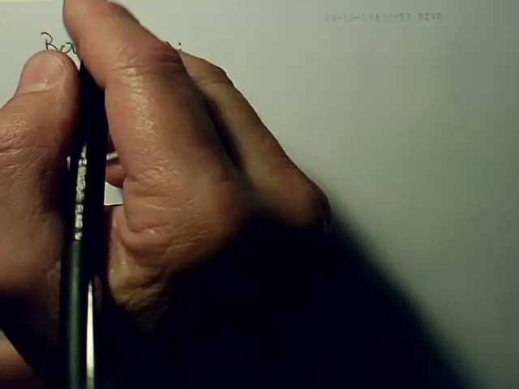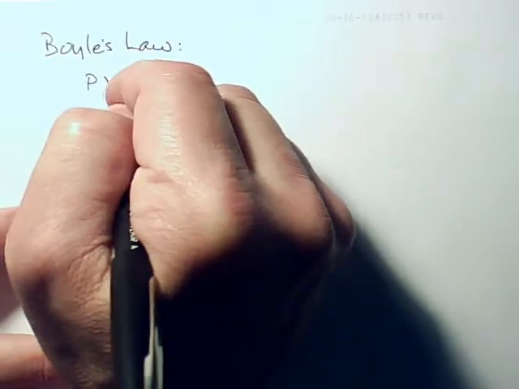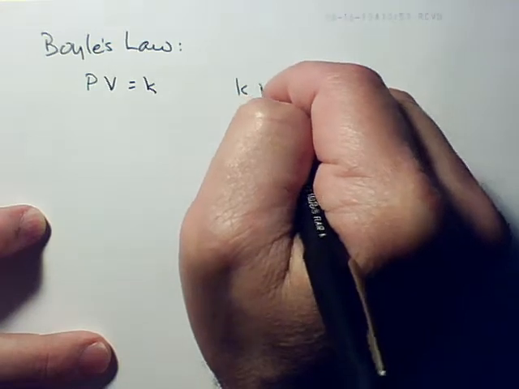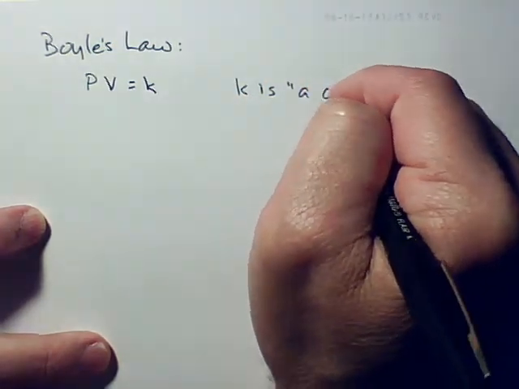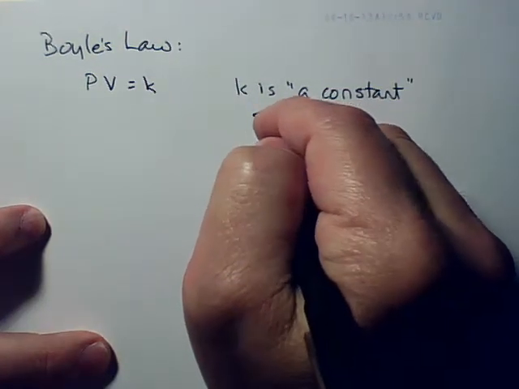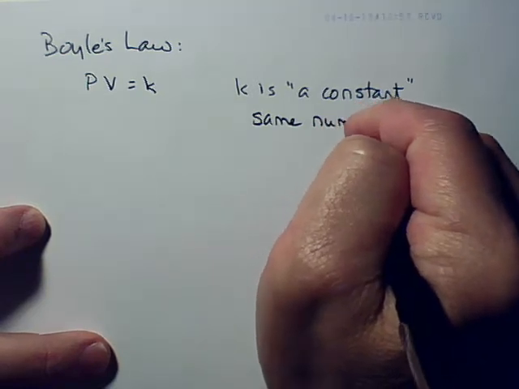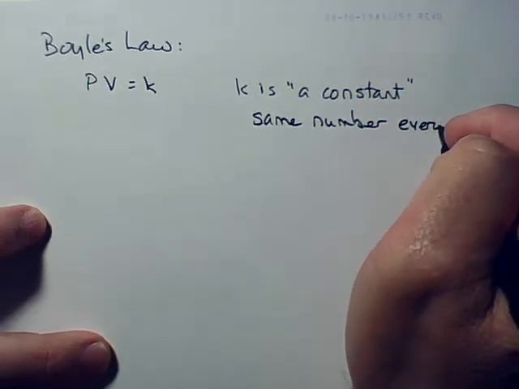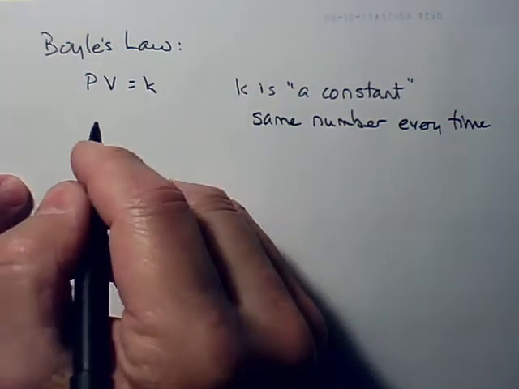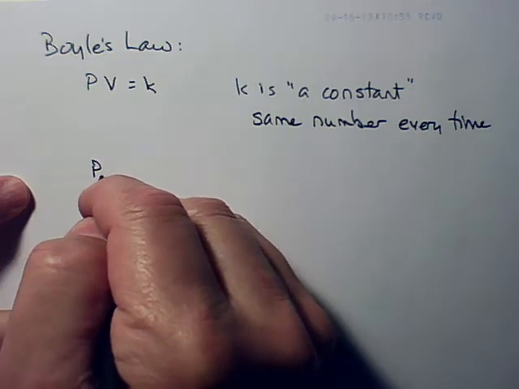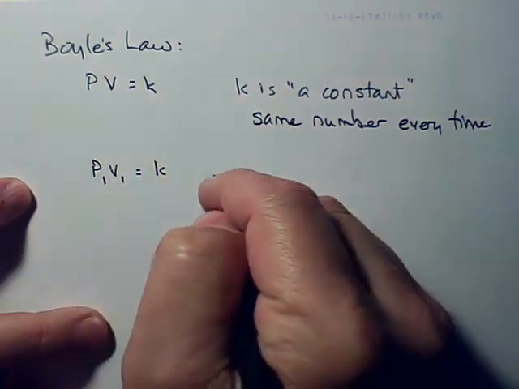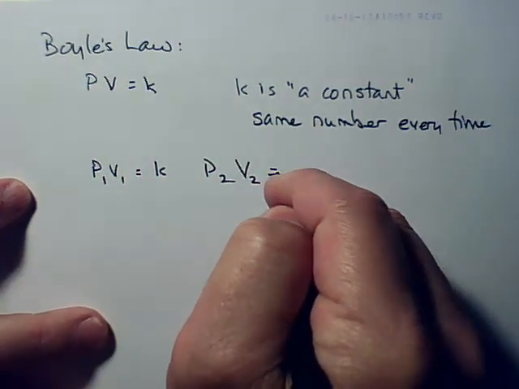Okay? And so each time you multiplied pressure times volume, you always got the same number. K stands for constant. And a constant means it's the same number every time. Okay? Well, that means that if you have one pressure and one volume, and the next time you have a different pressure and a different volume, it's still going to equal K.